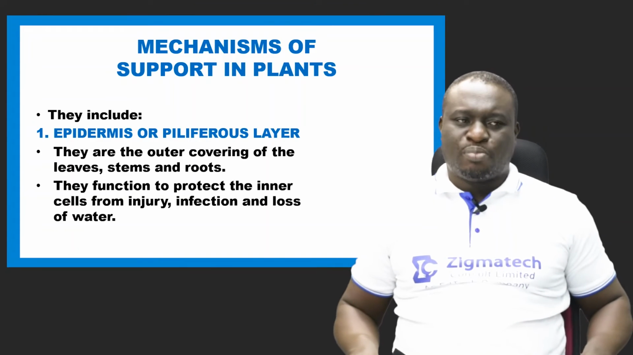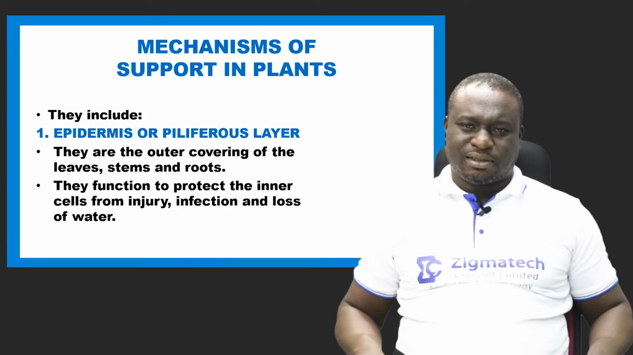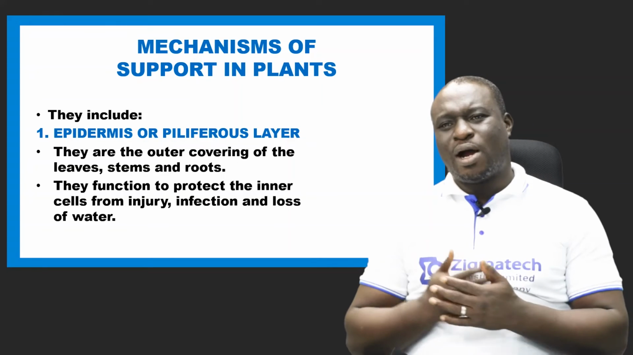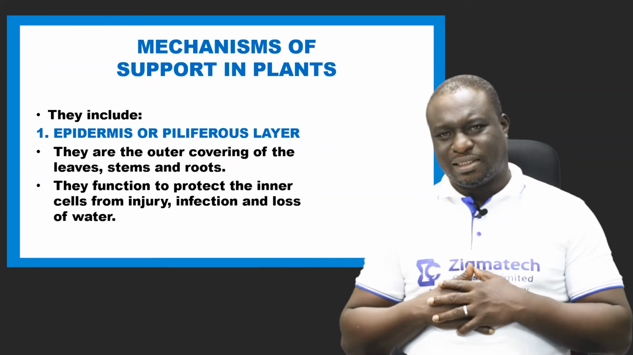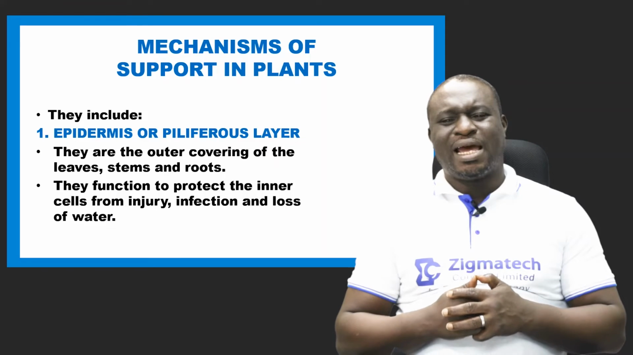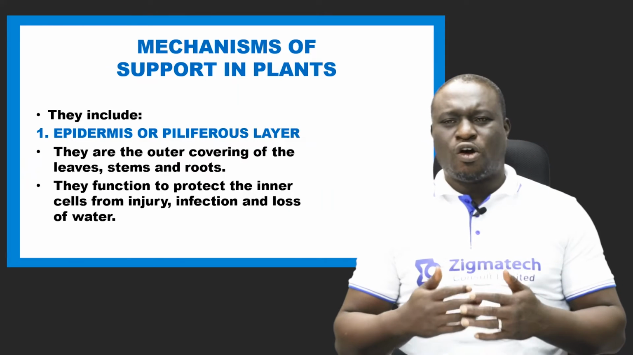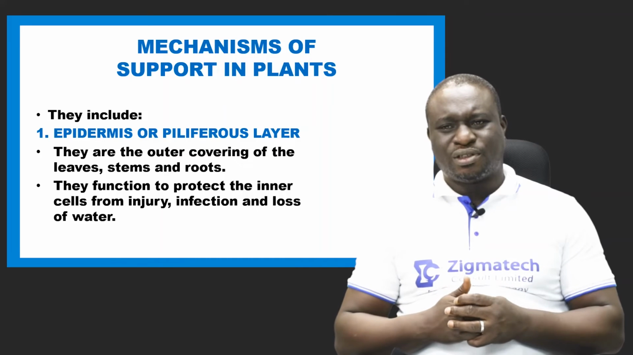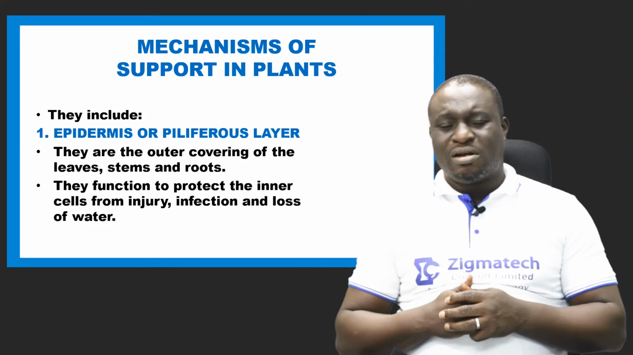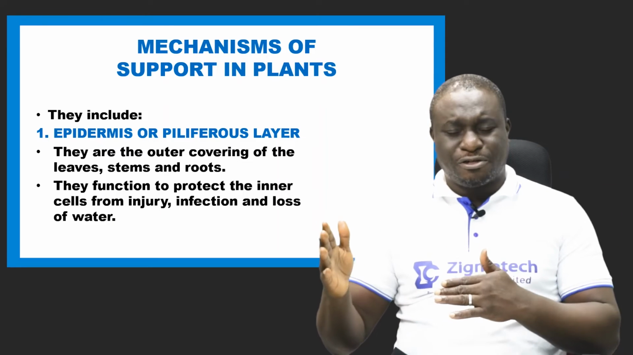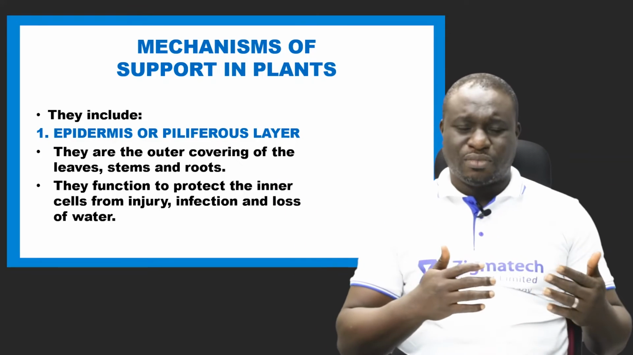Mechanisms of support in plants. Now, there are several mechanisms required for support in plants, apart from the tissues we have looked at. One of them is the epidermis, or you can call it the piliferous layer. The epidermis is actually located at the leaves. I think the piliferous layer is located at the stem also.